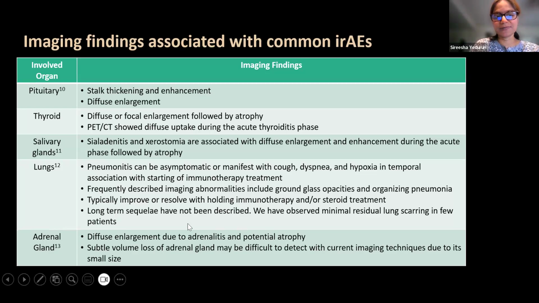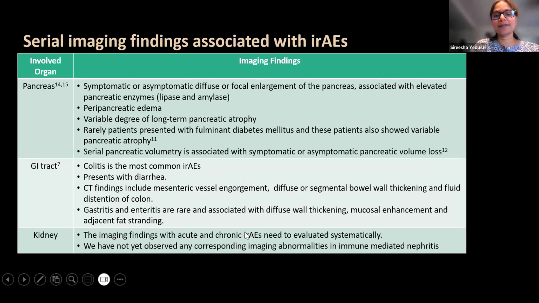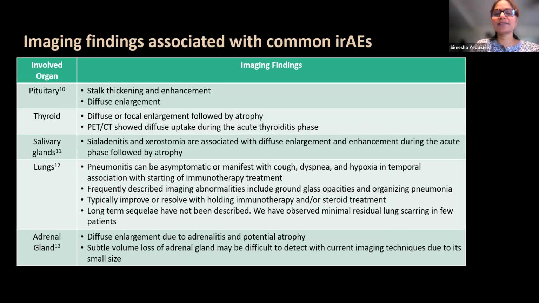scarring with pneumonia also. Adrenal glands, there may be diffuse enlargement due to adrenalitis, but adrenal is so small and so variable sometimes, and potential atrophy. So these changes in adrenal volume are really hard to actually detect on imaging. But the patients are symptomatic.